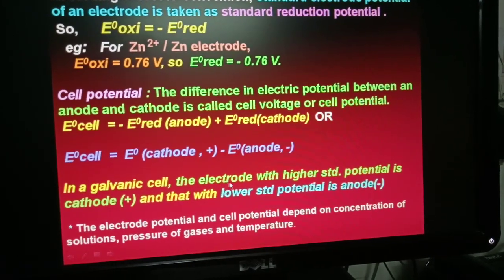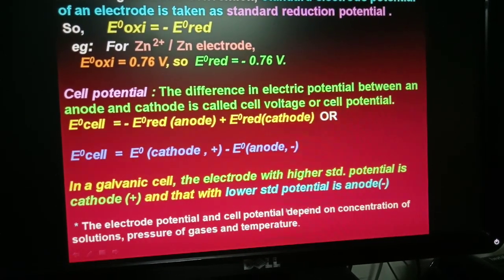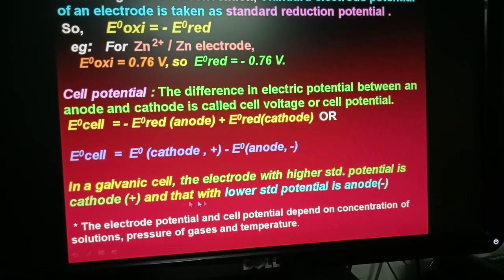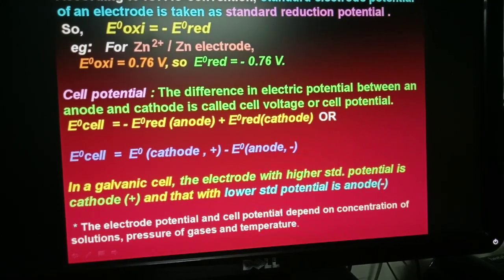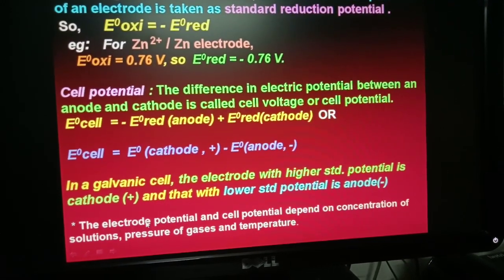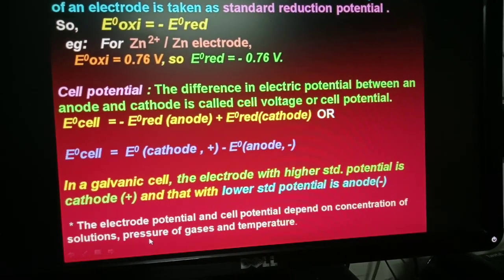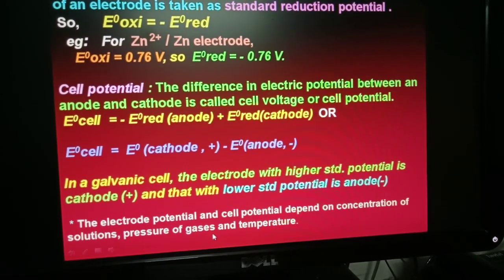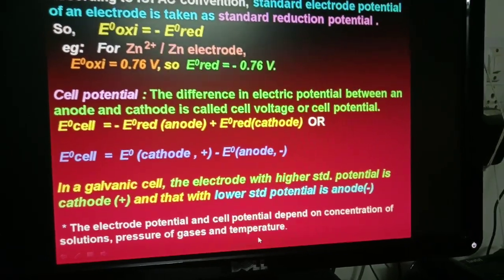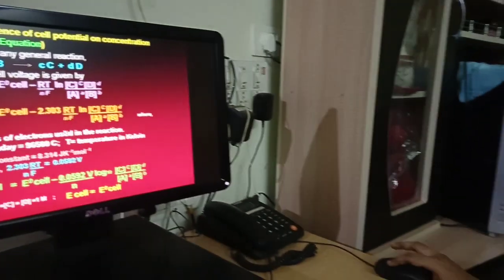In a galvanic cell, the electrode with higher standard potential is the cathode and that with lower standard potential is the anode. The electrode potential and cell potential generally depend on the concentration of the electrolytic solutions taken, the pressure of the gases if it is a gas electrode, and temperature. Now let us study another important concept, that is the dependence of cell potential on concentration by means of the Nernst equation.